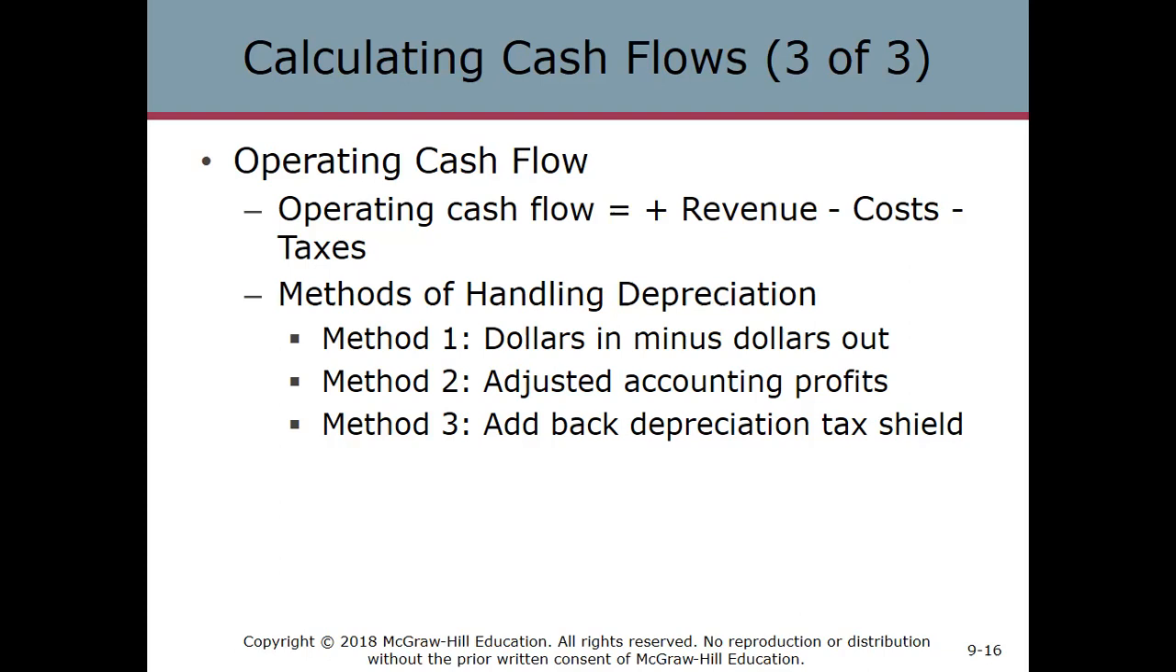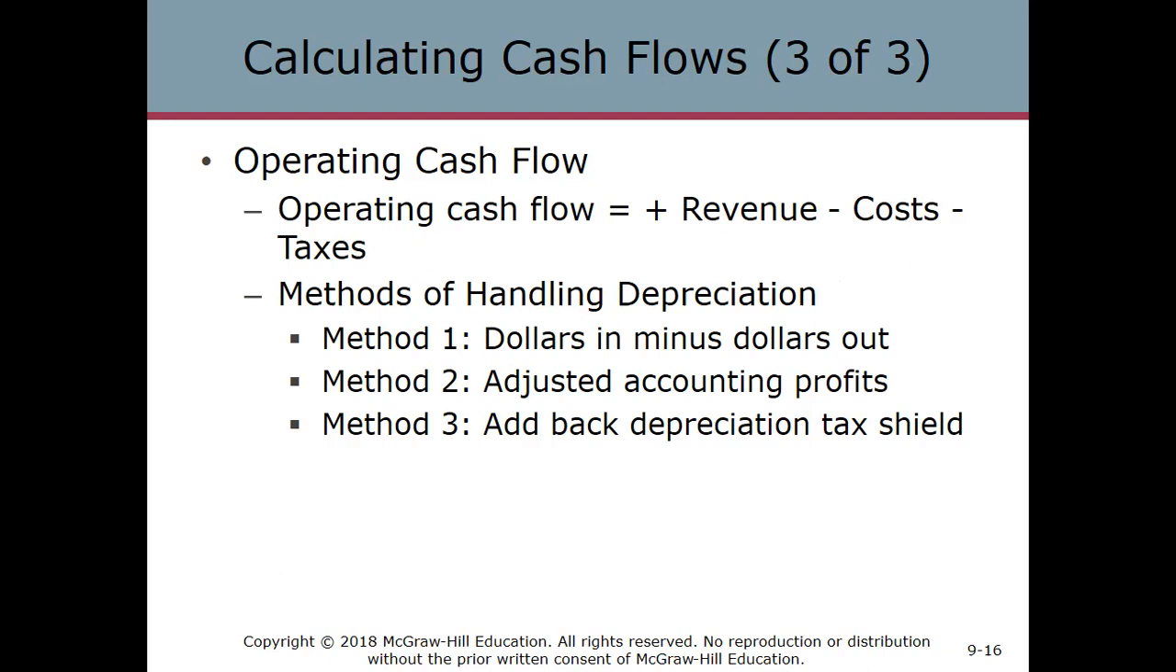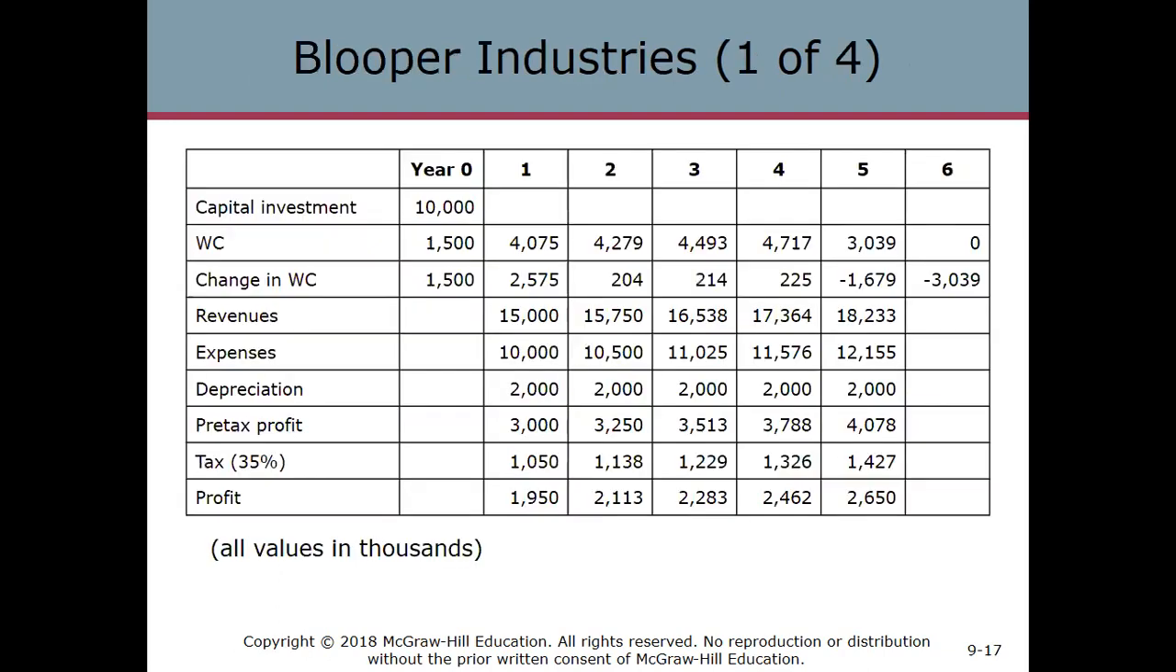For the methods of handling depreciation, we have method one, dollars in minus dollars out, for adjusted accounting profits and add back depreciation tax shield. So let's check what has been shown here. Actually, it's basically our dollars in minus dollars out. So this is our presentation for year zero again for any capital investments, the initial outflow. That would be at year zero, our initial year or the very first time that we are putting our money. So that's why this would be negative.